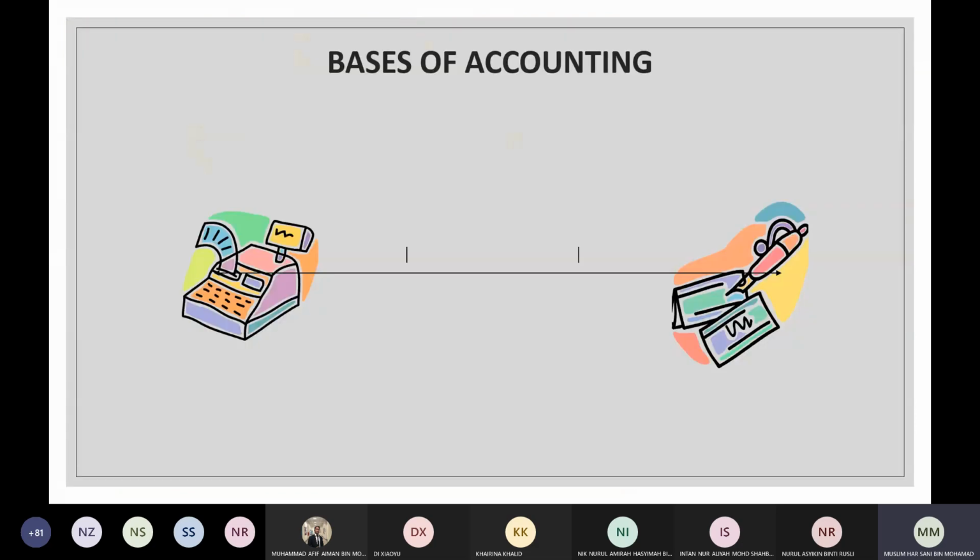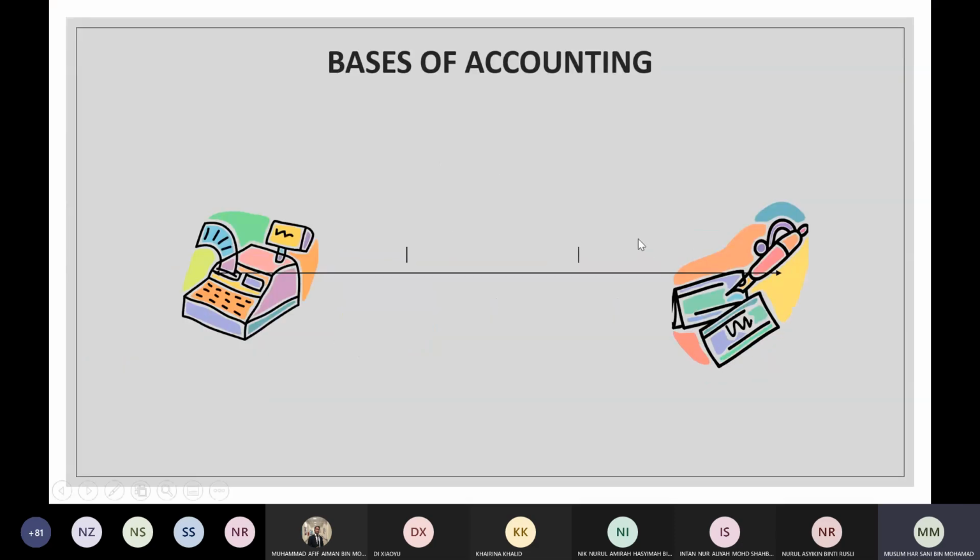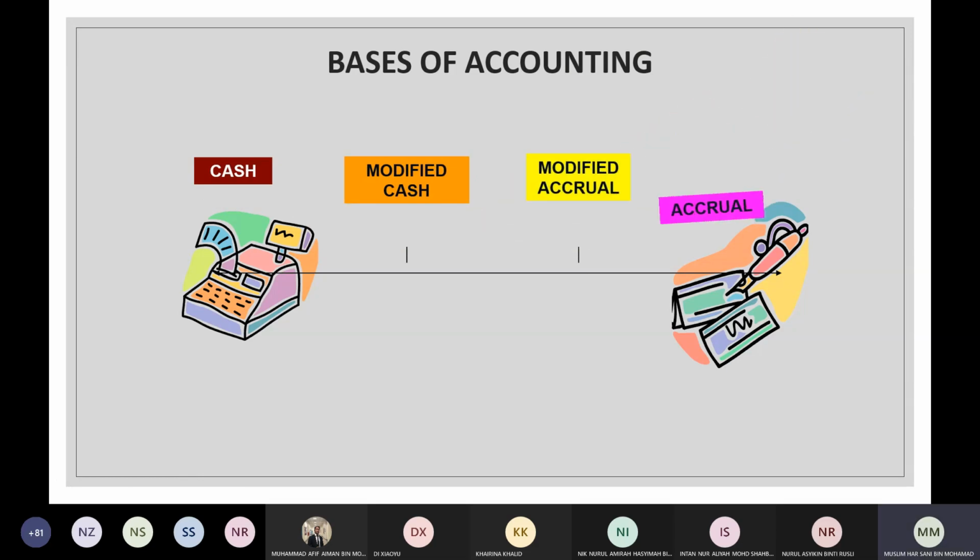Now we move on to basics of accounting. How many slides are still left? We still have many slides, but for this part only 19. I think I will finish this basics of accounting before we move on, maybe another 5 to 10 minutes. Are you still with me, class?